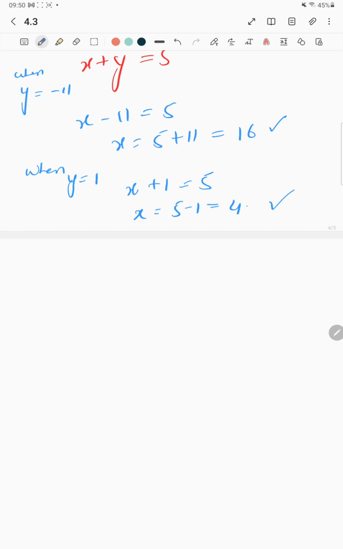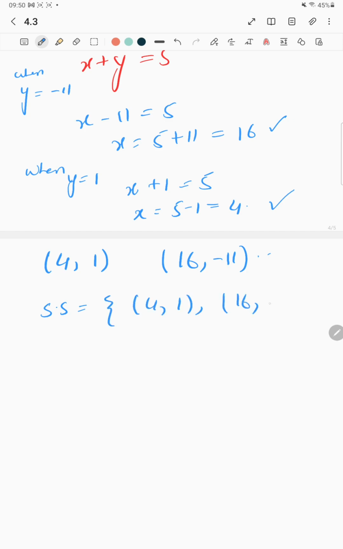So now I have values of x and y both. I have x 4 when y is 1, and I have x 16 when y is minus 11. So for the solution set, I have (4, 1) and (16, minus 11).